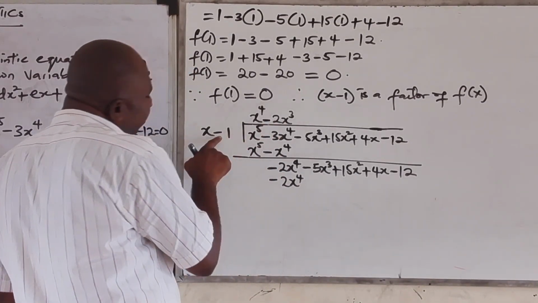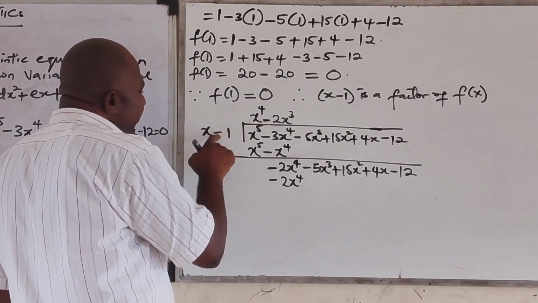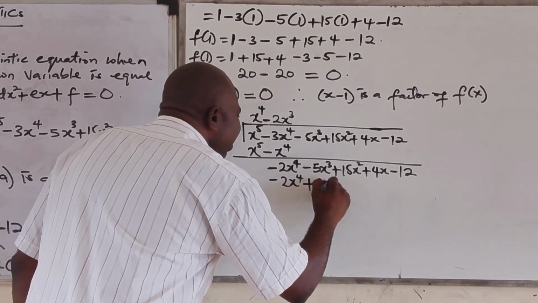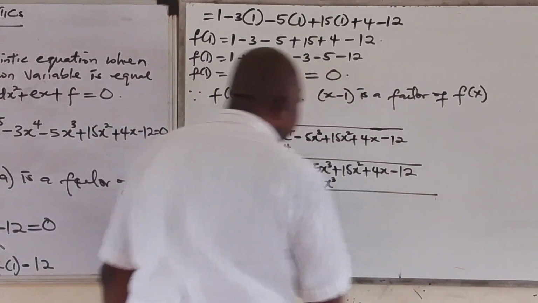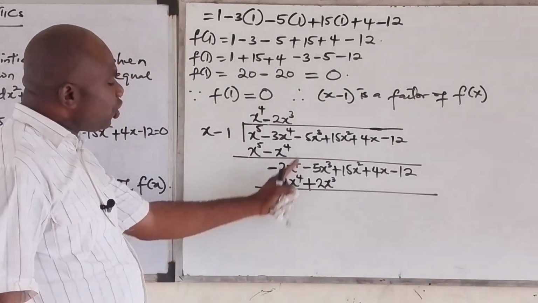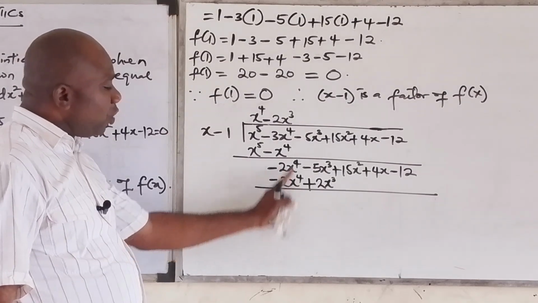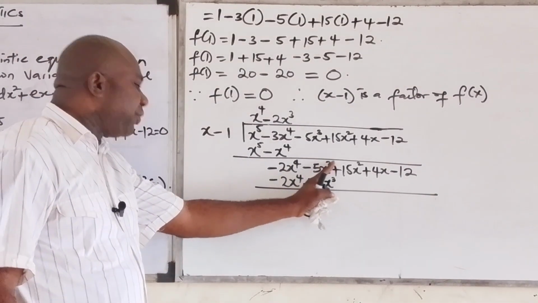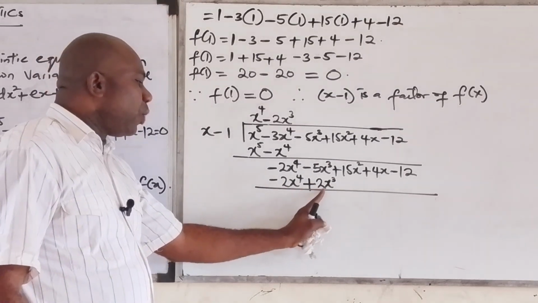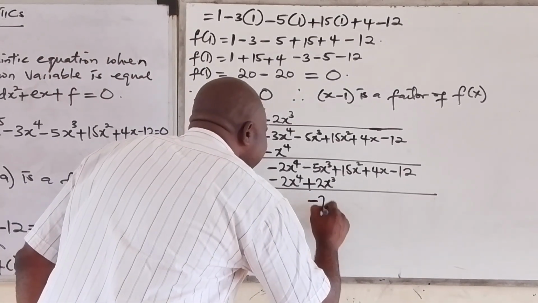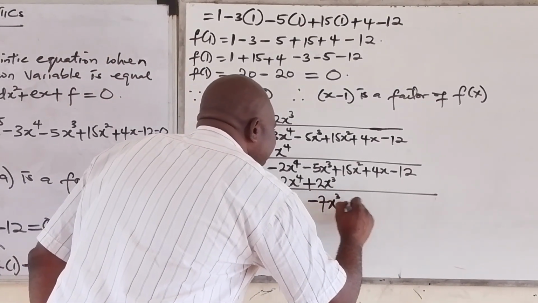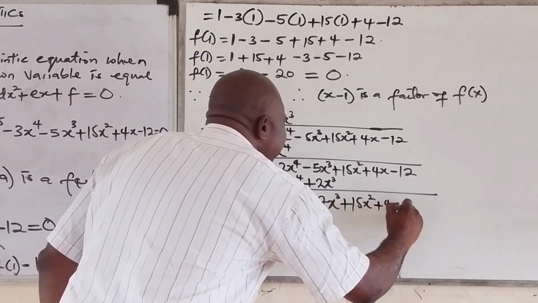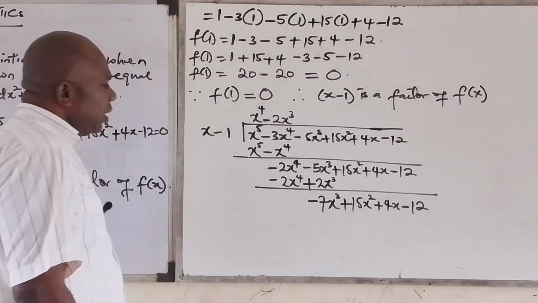Minus 2x raised to the power of 3 times minus 1. Minus times minus is plus. Then here we have 2x raised to the power of 3. Now you subtract again. Minus 2x raised to the power of 4 minus 2x raised to the power of 4 will be 0. Minus 5x raised to the power of 3 minus 2x raised to the power of 3 will give us minus 7x power 3. Then here we have plus 15x squared plus 4x minus 12.